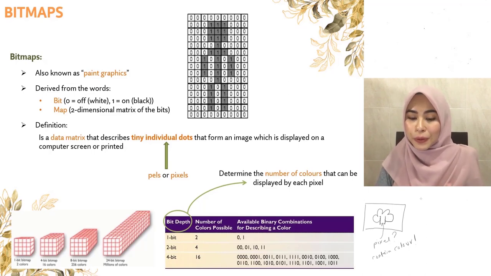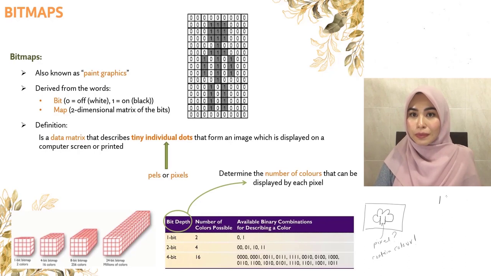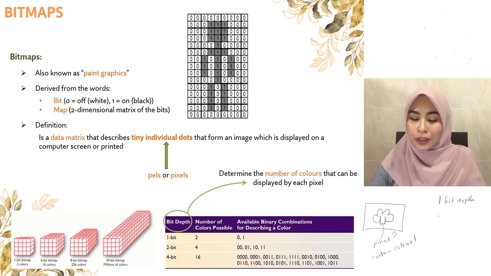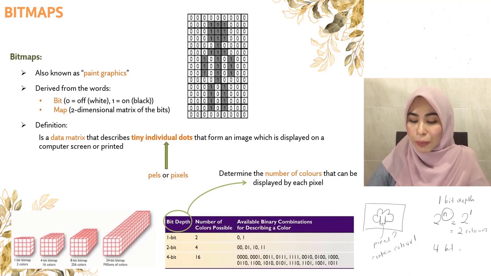So for example, let's say this particular image has a bit depth of 1 bit. That means the number of colors that can be included inside this image is 2. How do I know that? Because it is 2 to the power of n, where n is the number of bits, the bit depth. If the image has 1-bit depth, it is 2 to the power of 1, so there are 2 possible colors that can be displayed on the image. If I say this image has 4-bit depth, that is 2 to the power of 4, so there can be 16 possible colors displayed on that image.